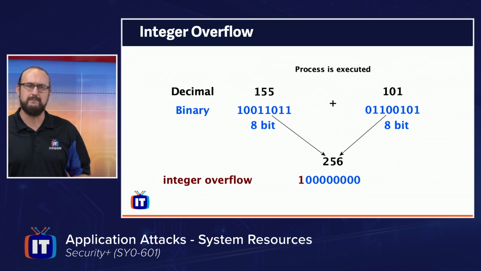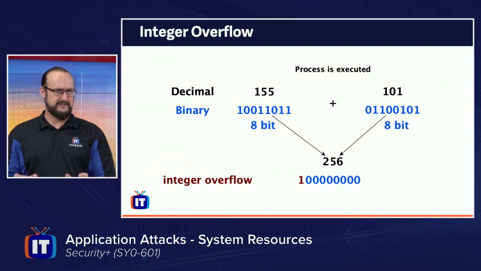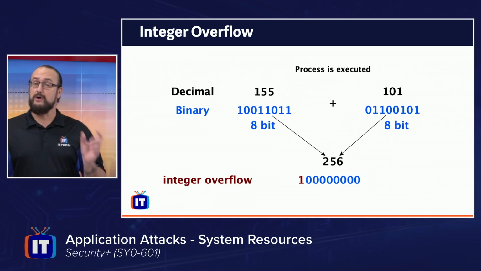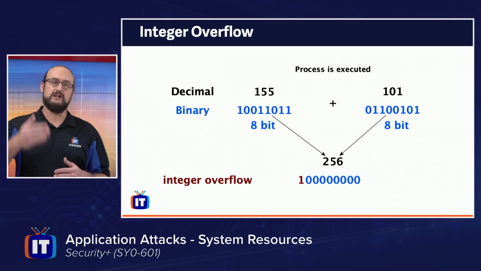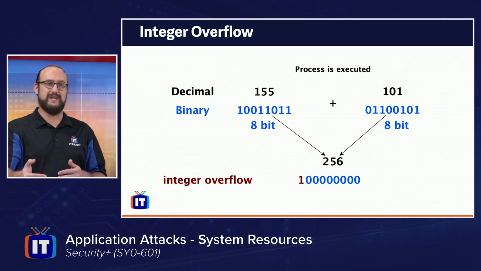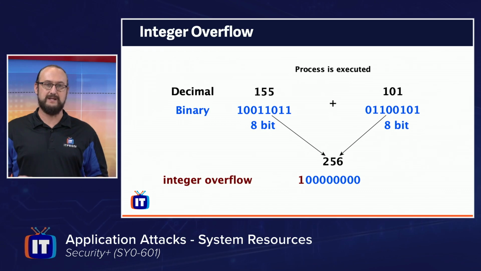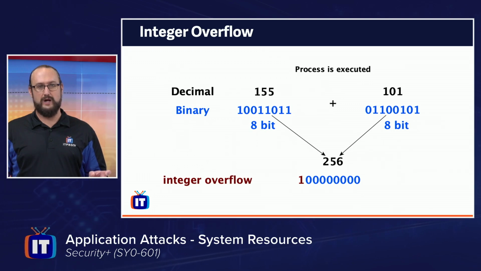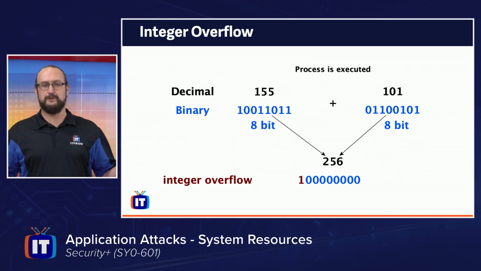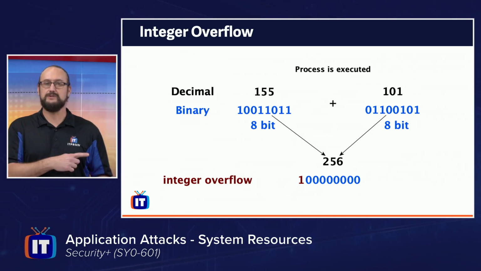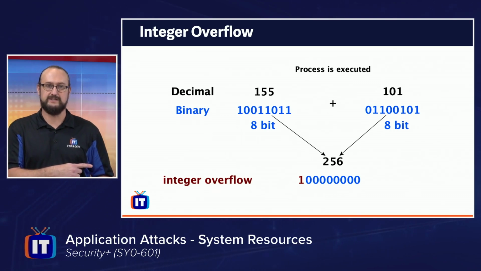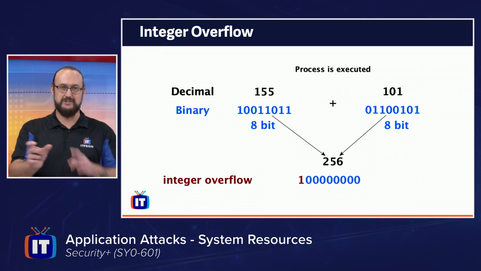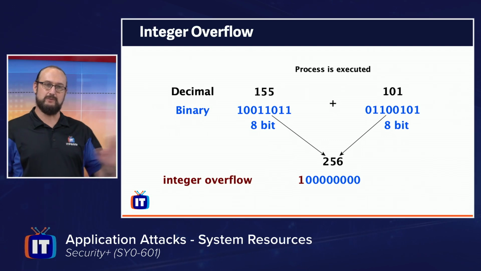We should be able to add them up. But I want you to think about the binary that it takes to store those two decimal values, 155 and 101. They're 8-bit values. Let's say that memory location is only allocated for 8 bits. Well, if I add 155 and 101, I get 256. That decimal number doesn't seem to be a problem, but look at the binary value of 256. It's 9 bits. So if I have an 8-bit location, but I have 9 bits that I'm sending to it, what happens to the other bit?